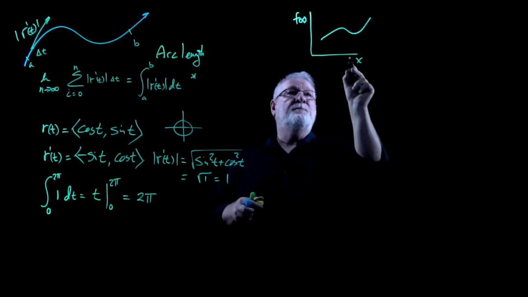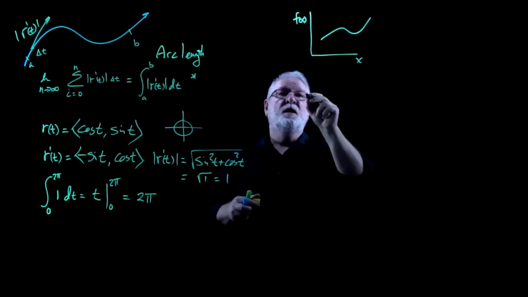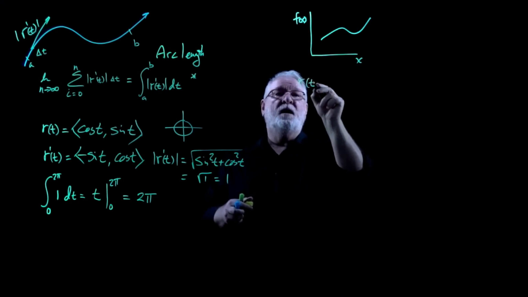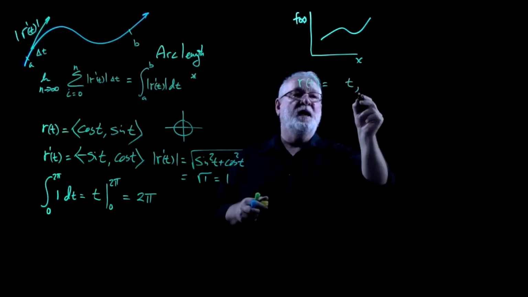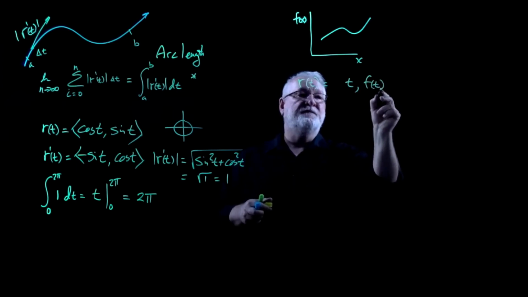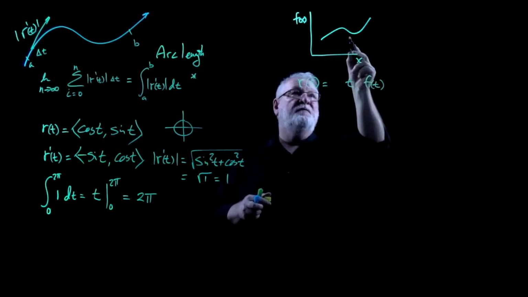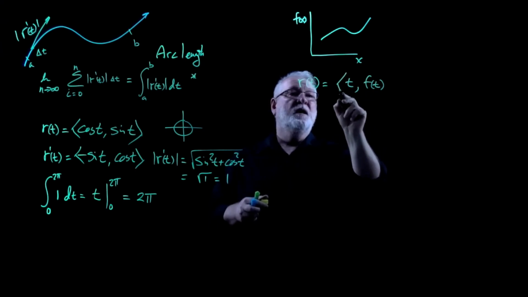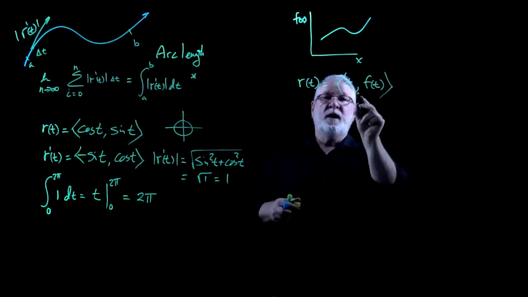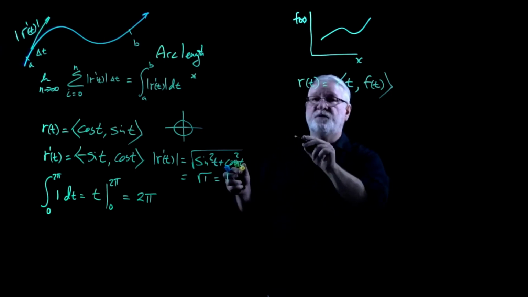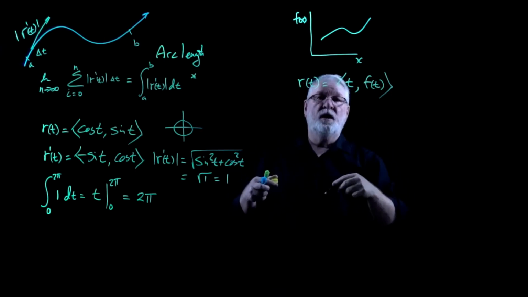Okay, if we were going to represent this as a space curve, then that space curve would be r of t is equal to, its x component would be t and its y component would be f of t, matching this particular f of x that produced this curve. That would be the vector we would use. It would only be two-dimensional. Well, let's go ahead then and apply the formula for turning this into an arc length.